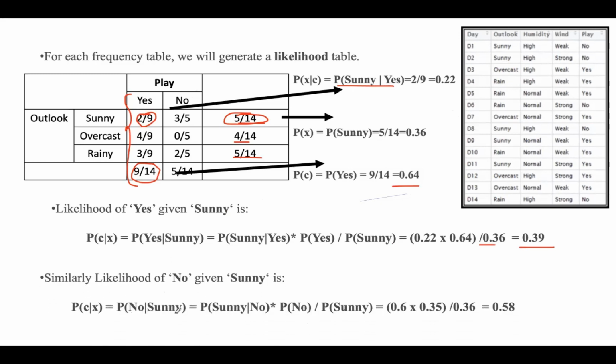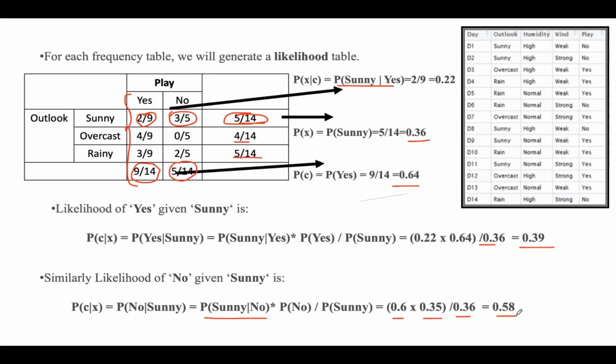So calculate P of no given sunny, which is equal to probability of sunny given no, which is 3 by 5, that is 0.6, into probability of no. Probability of no is this one, 5 by 14, which is 0.35, divided by P of sunny. P of sunny is 0.36. So we got these two values now.